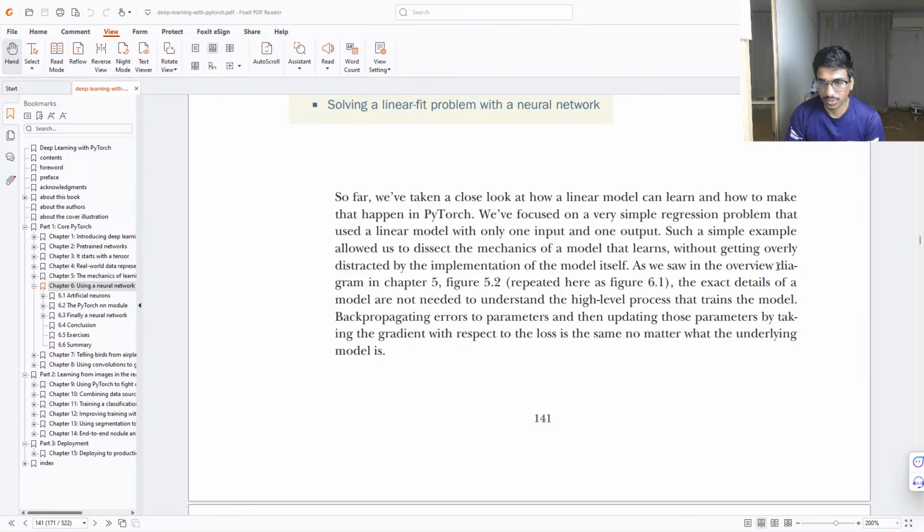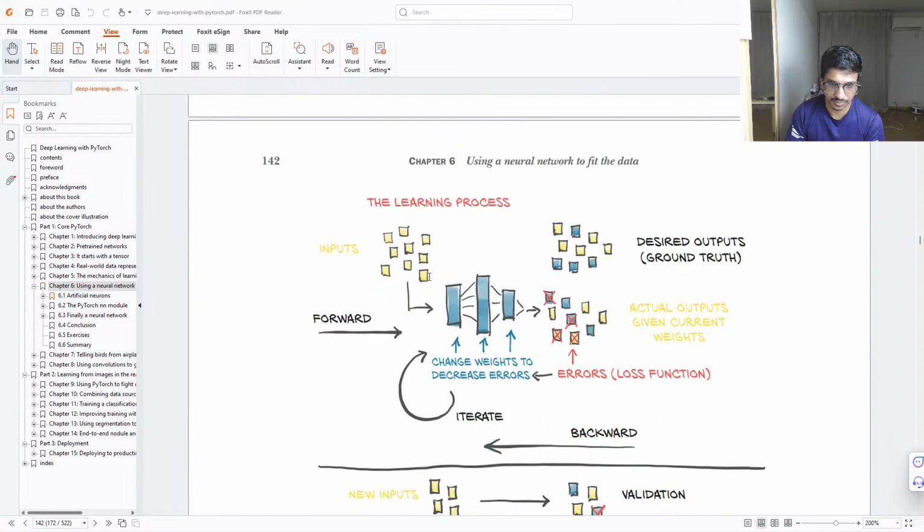As we saw in the overview diagram in chapter 5, figure 5.2, repeated here as figure 6.1, the exact details of the model are not needed to understand the high level process that trains the model. Back propagating errors to parameters, then updating those parameters by taking the gradient with respect to the loss is the same no matter what the underlying model is.